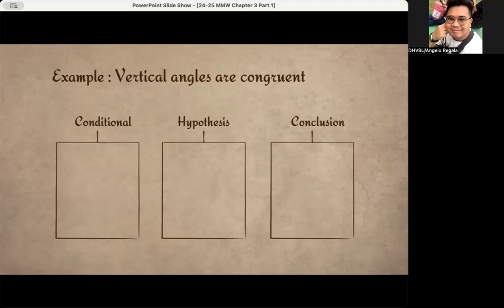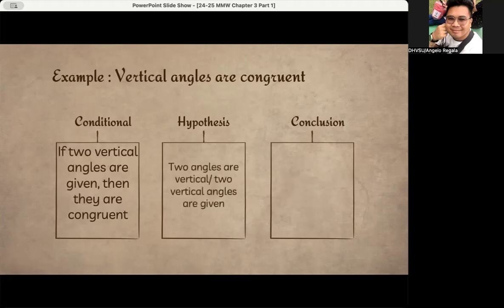Now, vertical angles are congruent. If two vertical angles are given, then they are congruent. So in short, kung meron ka raw dalawang vertical angle, then equal sila. So for the hypothesis, two angles are vertical or two vertical angles are given. Then for the conclusion, two vertical angles are congruent.